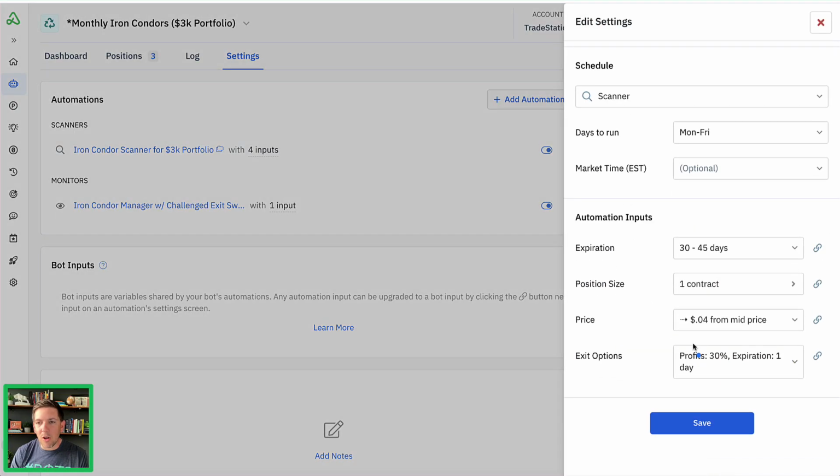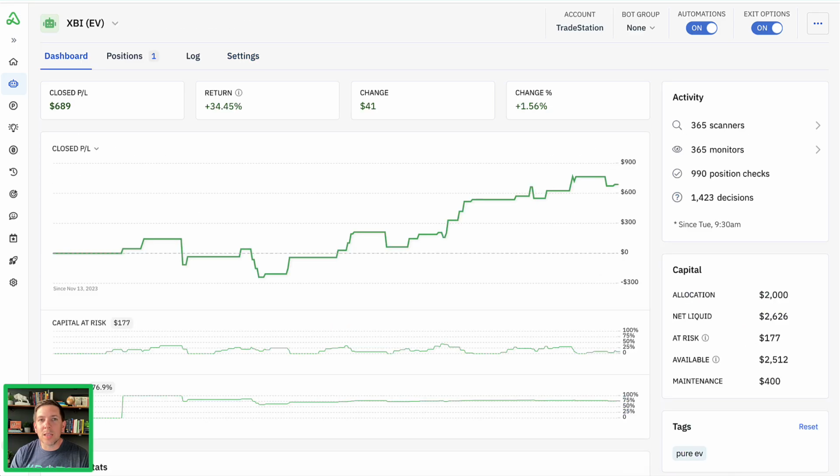So I preset all of my exit options for this bot at 30% profit or 1 day before expiration. Again, the full trading cycle is complete, so I don't have to find the position. The bot can find positions that make sense for me and my portfolio, enter them, and then exit options takes care of the rest.